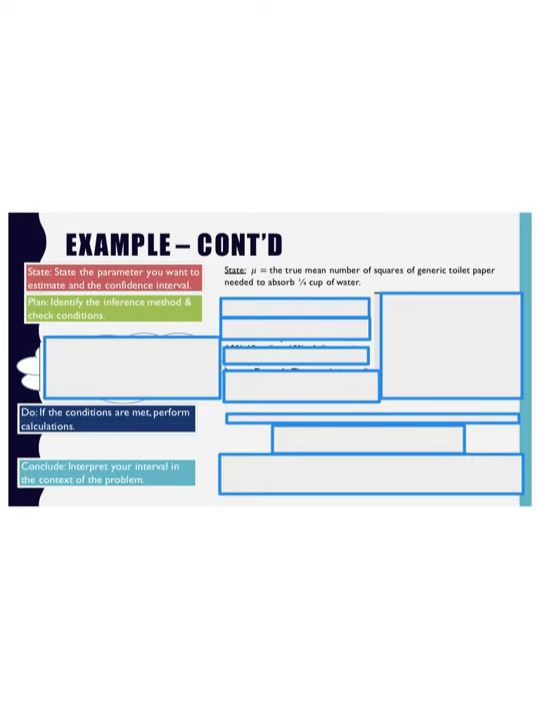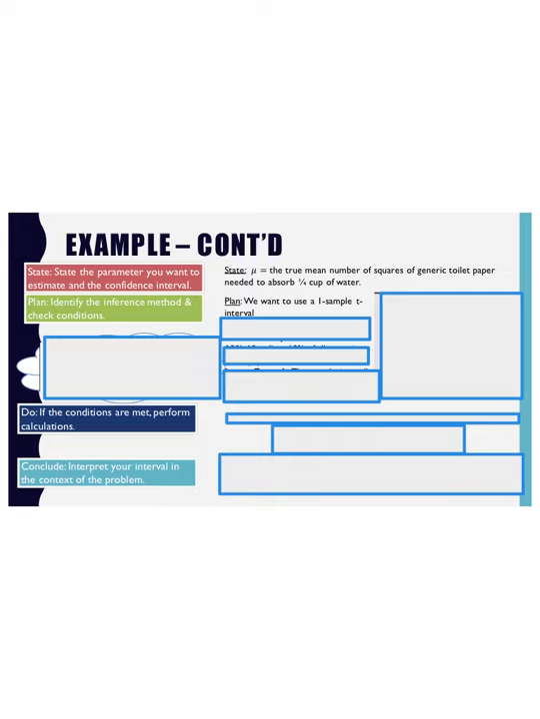Okay, remember our first step is the state step, where we state the parameter you want to estimate in the confidence interval. So our mu this time is the true mean number of squares of generic toilet paper needed to absorb a 1/4 cup of water. Next is our plan step. Remember, we're going to identify the inference method and check our conditions. So our inference method is called a one sample T interval.